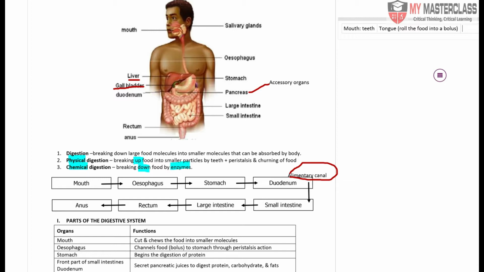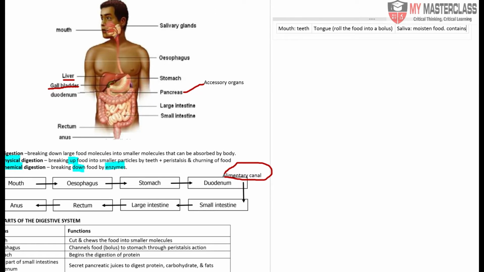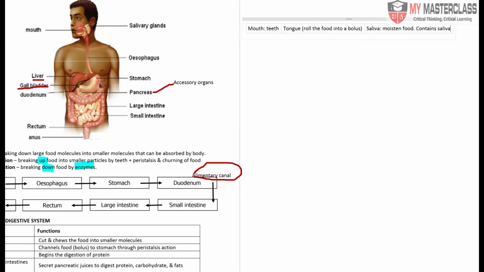At the same time, the mouth also secretes saliva. So the purpose of the saliva is to moisten the food. Not only does it moisten the food, it also contains this particular enzyme called salivary amylase. So these are the physical digestion components of the mouth.